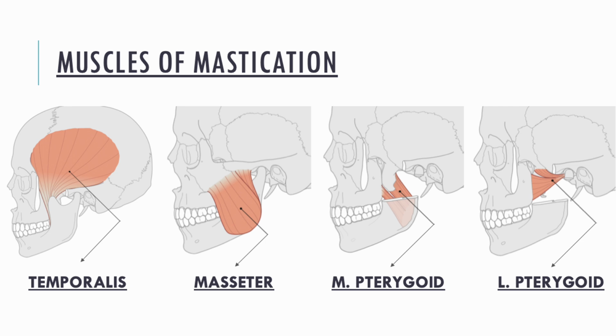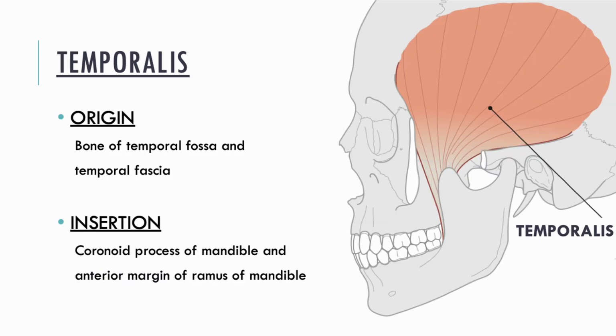So as we discussed, there are four muscles of mastication. The temporalis is a broad fan-shaped muscle. It fills the temporal fossa, and it converges and inserts onto the mandible. On CT scan, it is usually easy to identify as it overlies the temporal bone.